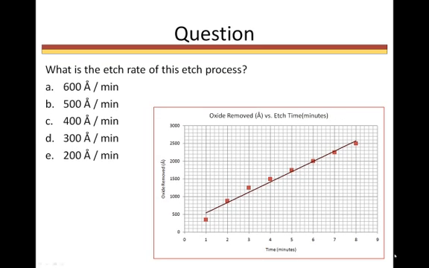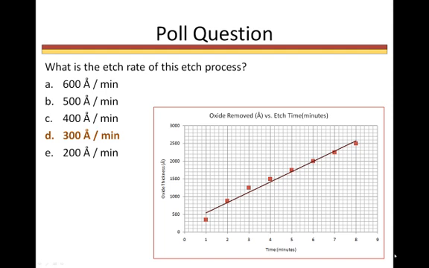Take a moment and determine the etch rate of this process. Again, the etch rate is basically the slope of the line. If you said 300 angstroms per minute, you are correct.